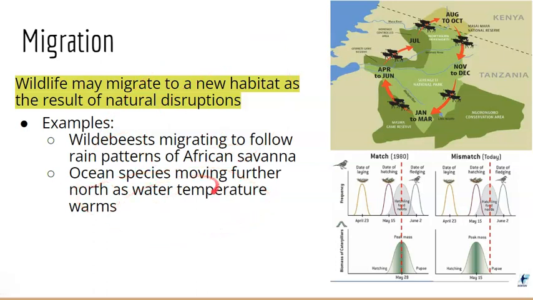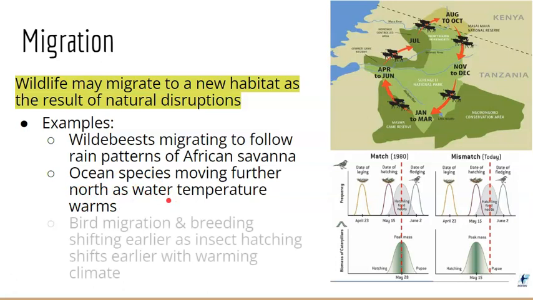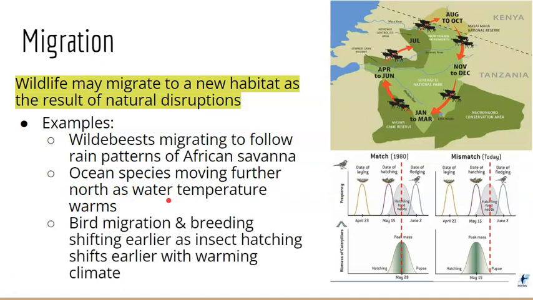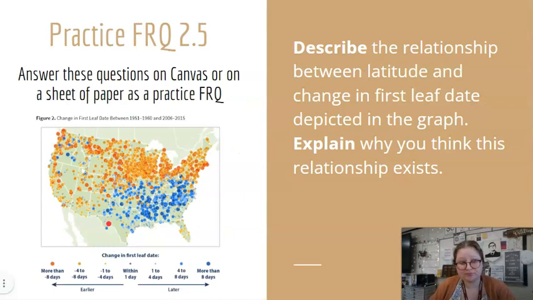For this, if the water temperature is warming, and that's just because climate is warming and it's going to keep warming, then that's not going to be cyclical. They're not coming back down. They're just going to keep going. Another example is bird migration and breeding shifting early in the year as insect hatching shifts early in the year with a warming climate. This isn't really cyclical. This is because of that warming climate.